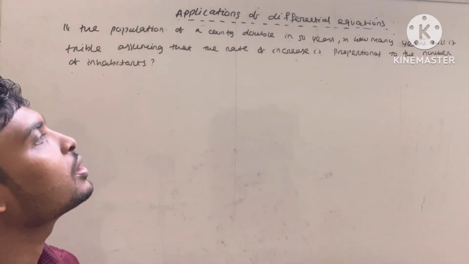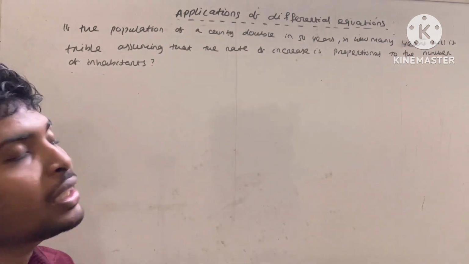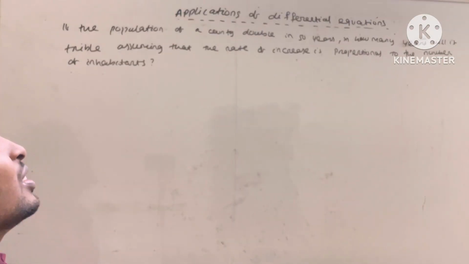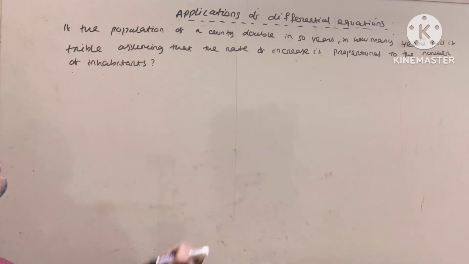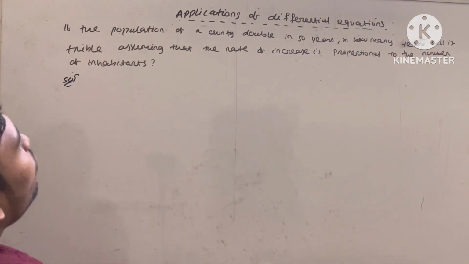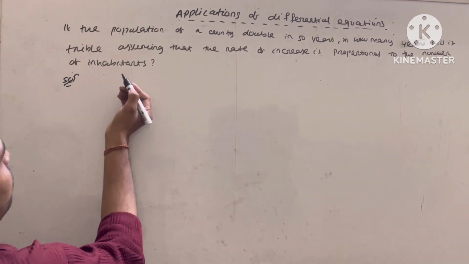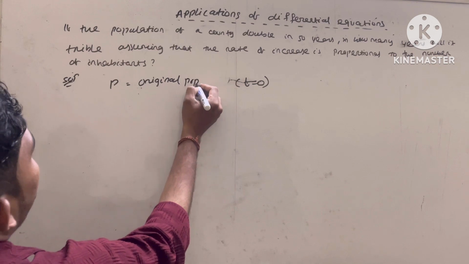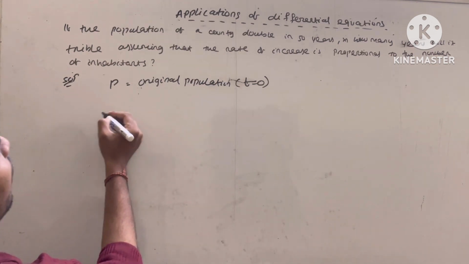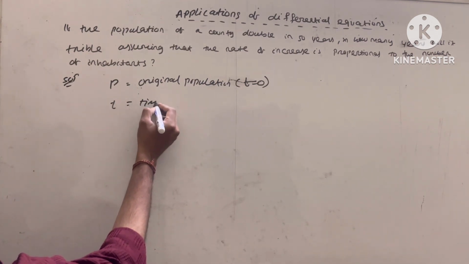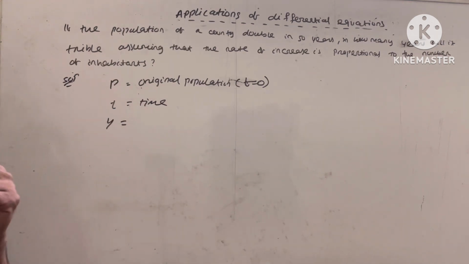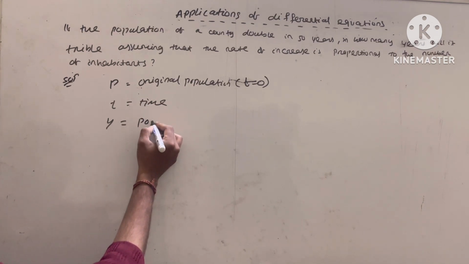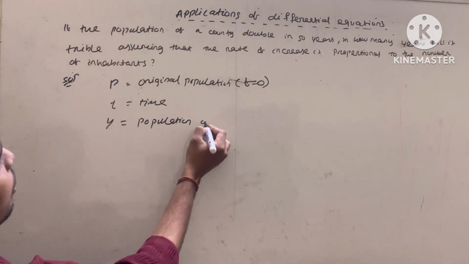Assume that the rate of increase is proportional to the number of inhabitants. Okay, so this is a very interesting problem, and this is a simple growth model like before. So look at the solution. I have to take that P is the original population, so when t equals 0, it will be P. Here t is the time, and y is the population after t years.